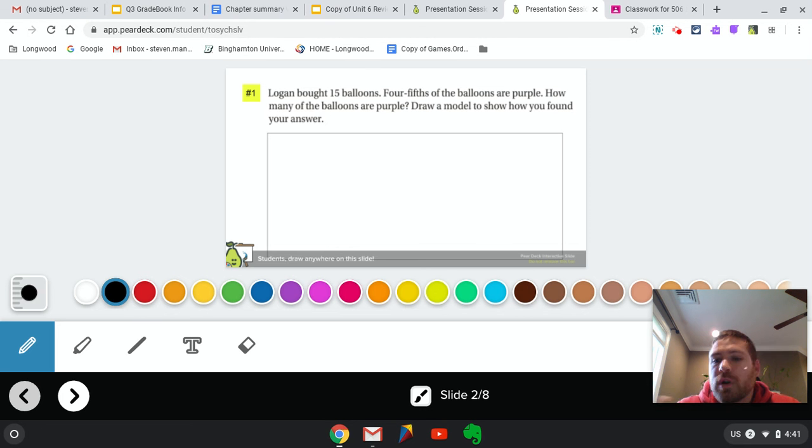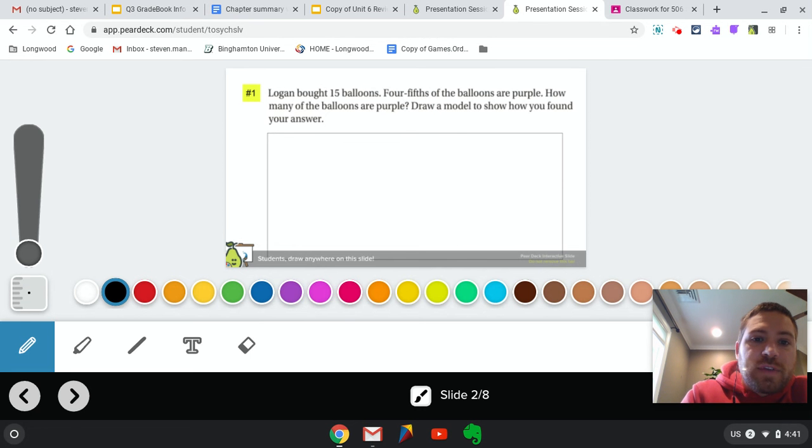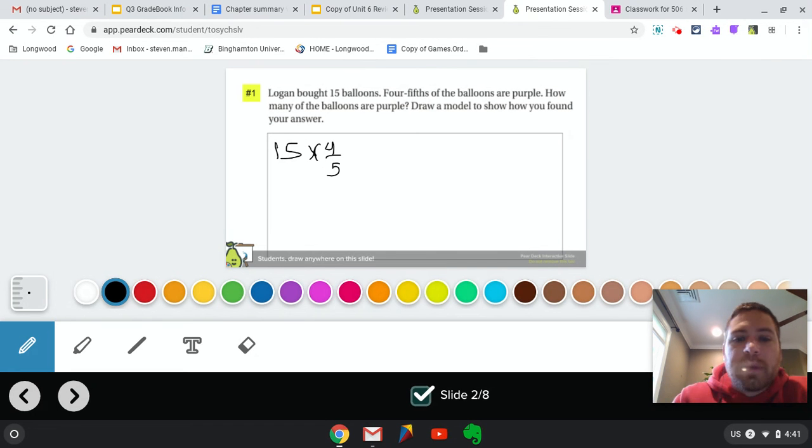So we talked about this word of, and when we're referring back to something, right? So a fraction of, and they're talking about balloons, which is referring back to something we already have in this problem. It's telling us that we're multiplying, okay? So I'm going to start by just writing out the multiplication problem here. So we have 15, and we're multiplying that by 4/5. Sorry, my computer's moving a little bit on me.